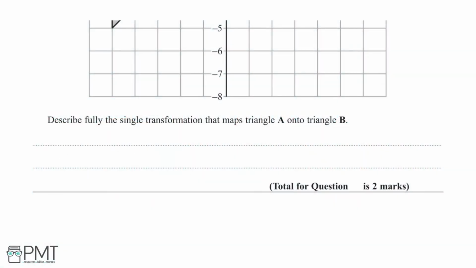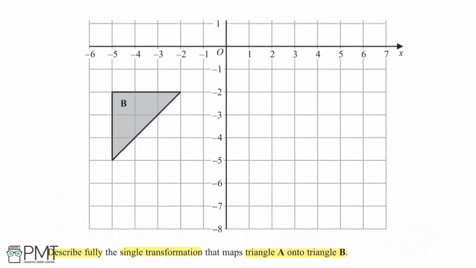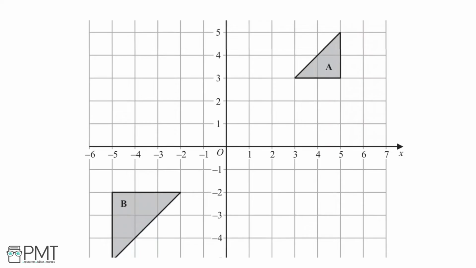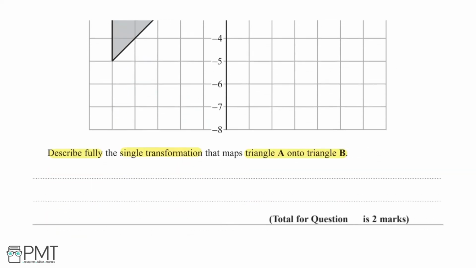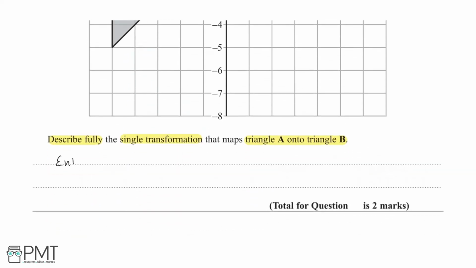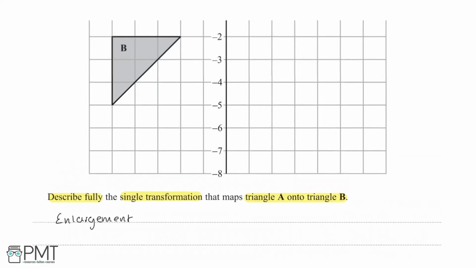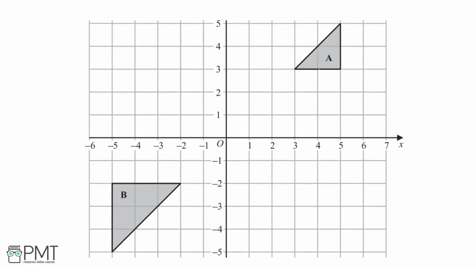We have been asked to describe fully the single transformation that maps triangle A onto triangle B for 2 marks. If we look at triangle A, triangle B is larger than triangle A. So the first point to make is this was an enlargement. Now let's work out the enlargement factor. This side is 2 and this side is 3. So the scale factor equals 3 over 2, which is 1.5.